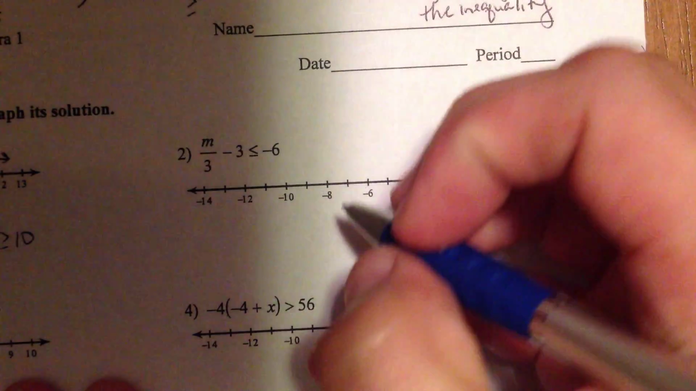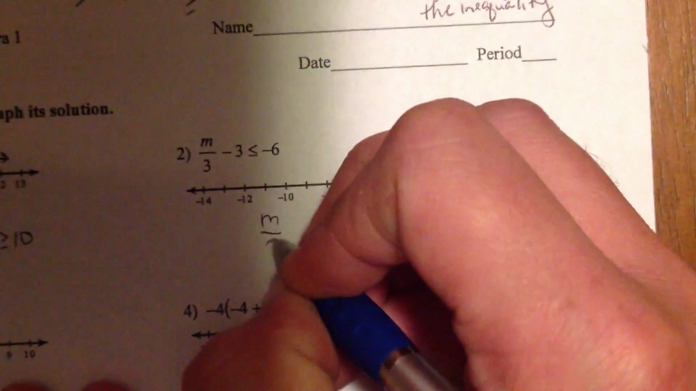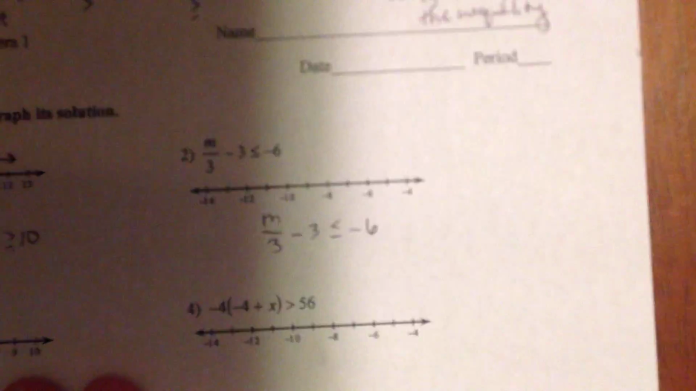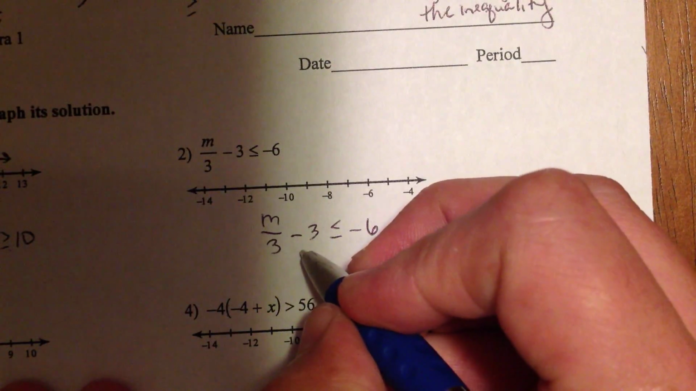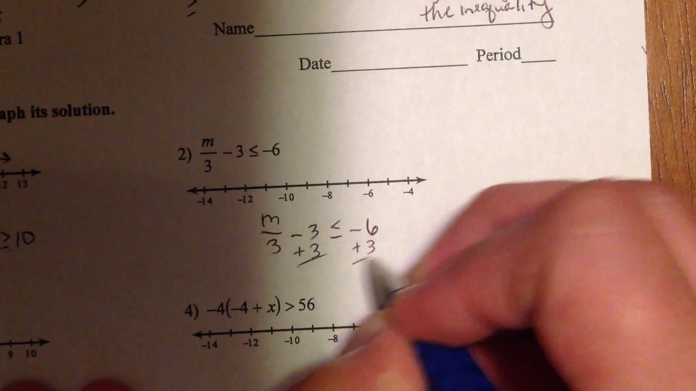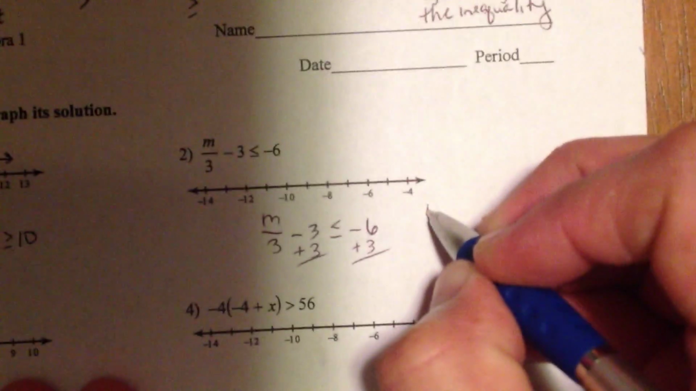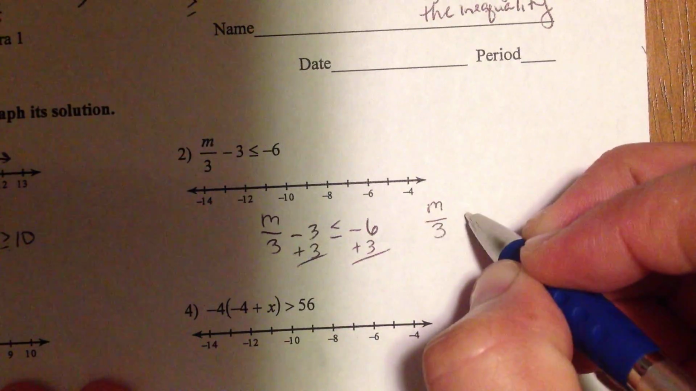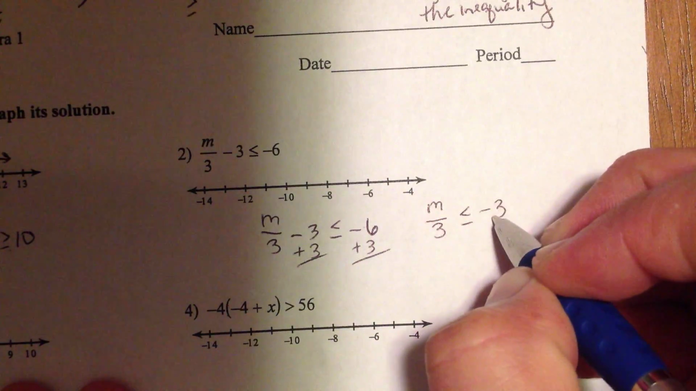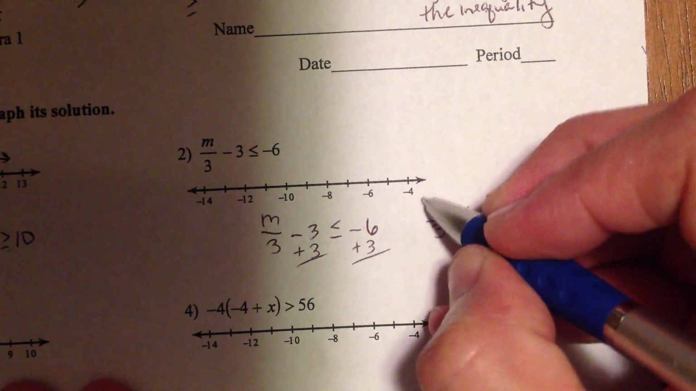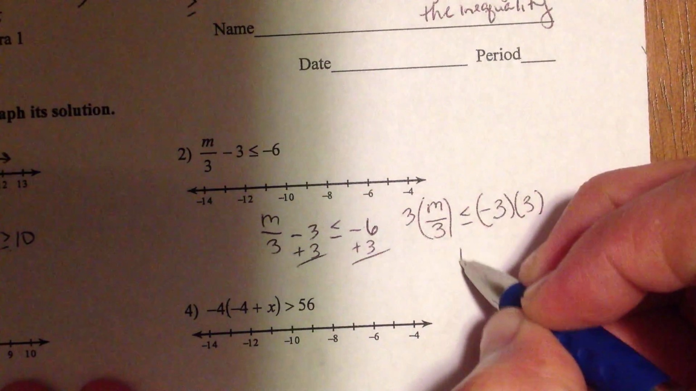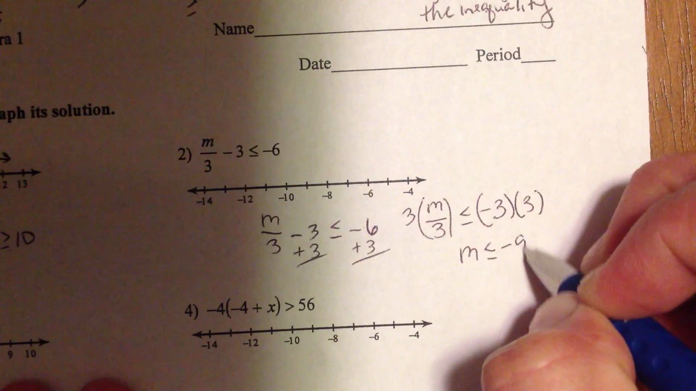In equation number 2, we have m divided by 3 minus 3 is less than or equal to negative 6. So again, we want to get rid of adding or subtracting first. We need to add 3 to both sides. I'm left with m divided by 3 is less than or equal to negative 6 plus 3 is negative 3. Again, I want to do the inverse of dividing by 3, which is multiplying by 3. M is less than or equal to negative 9.